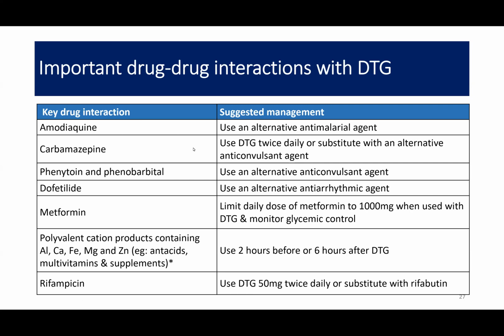Other drugs which are again commonly used are metformin. The dose of metformin should not cross 1000 milligrams if it is being used along with DTG. It is one of the oral hypoglycemic drugs which is used in diabetics. The other drugs are anticonvulsants like phenytoin or carbamazepine. If it is being used with carbamazepine, then DTG twice a day needs to be used, and phenytoin should not be used; alternate anticonvulsants can be used.